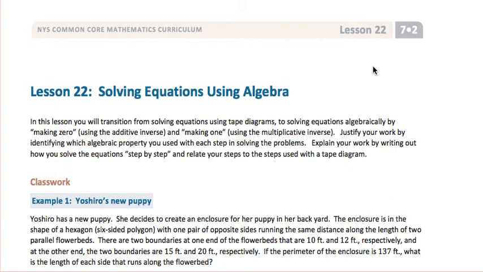In Module 2, Lesson 22, we'll start solving equations using algebra.